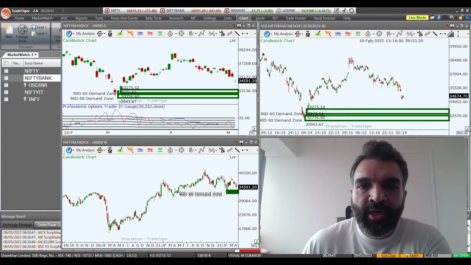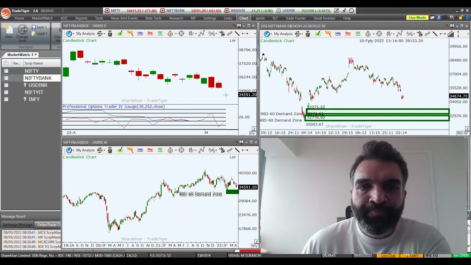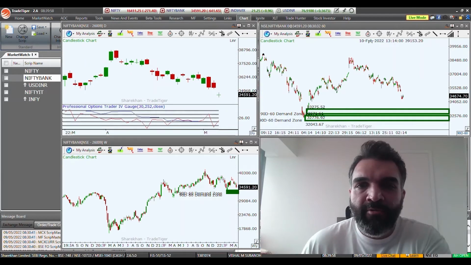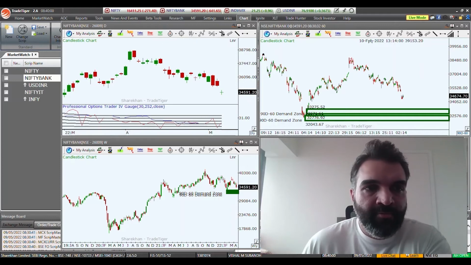If you look at the daily chart, again the volatility is telling us that the premiums are fairly priced, but today because of the gap down opening, this red line might shift to this next zone here, which will probably tell us that options are becoming more and more expensive.